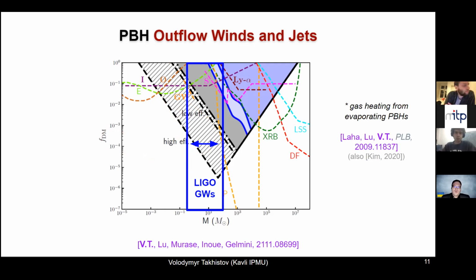Now, once one considers gas heating for these larger black holes, associated with interactions with the surrounding gas and the formation of an accretion disk and so on, one can also ask what could be the heating of gas from small evaporating primordial black holes using Hawking radiation. So this would be a completely different mechanism of heating, but one can also consider this possibility as well.